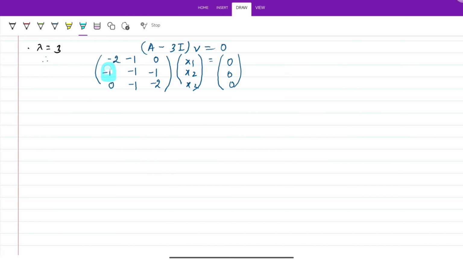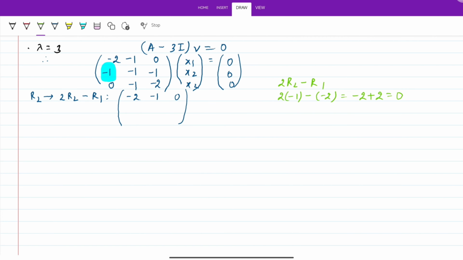We got to reduce this entry to 0. So for that we perform the ERO, R2 changes to 2 times R2 minus R1. And as a result we get the first row remains as it is. Now for the second row, we perform the ERO 2R2 minus R1. So we have 2 times minus 1 minus of minus 2, which gives us negative 2 plus 2, which is 0. So we have the first entry in the second row to be 0.